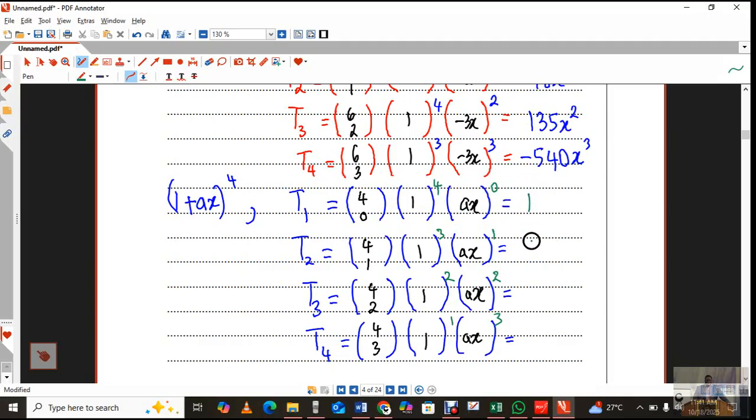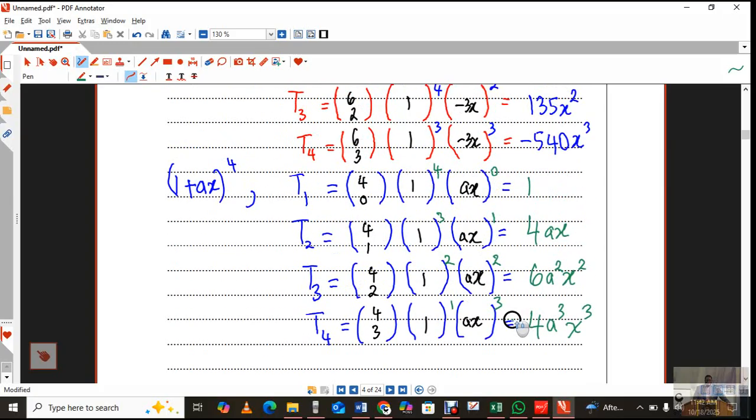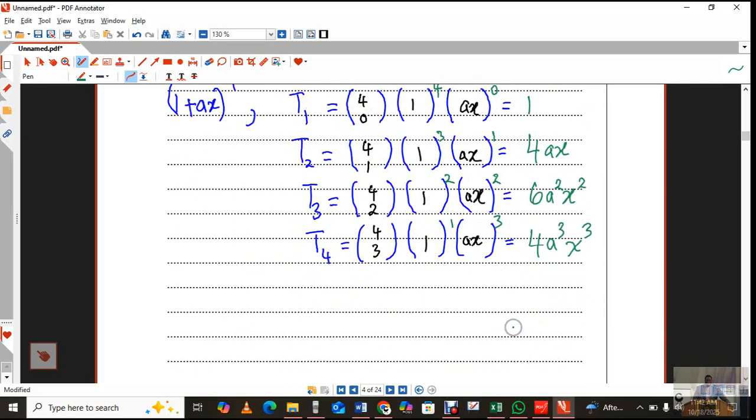This is going to be 1. This is going to be 4ax. And if you calculate this one, this is going to be 6a squared x squared. And this one is going to be 4a cubed x cubed. So those are the 4 terms for each one of them.